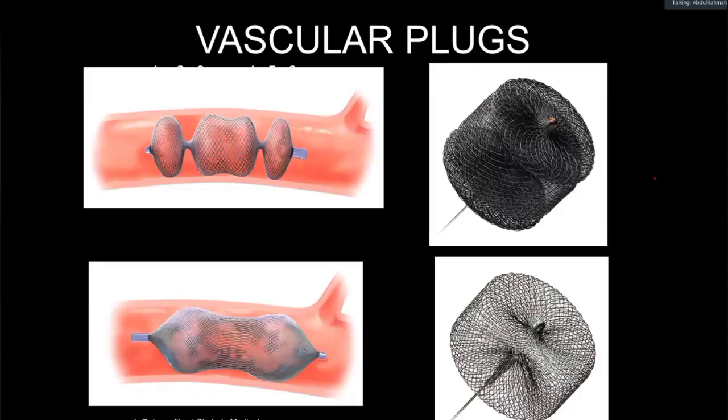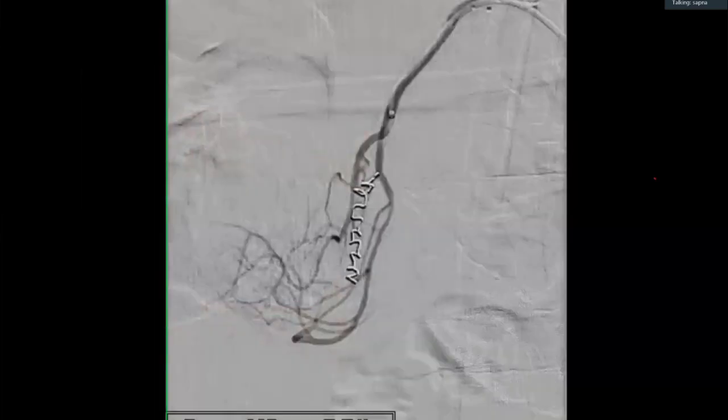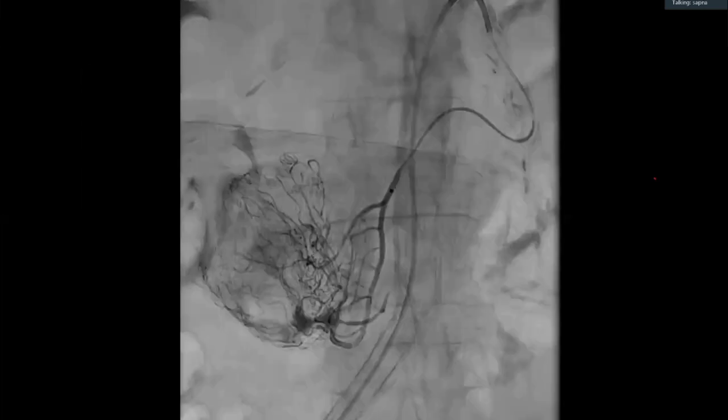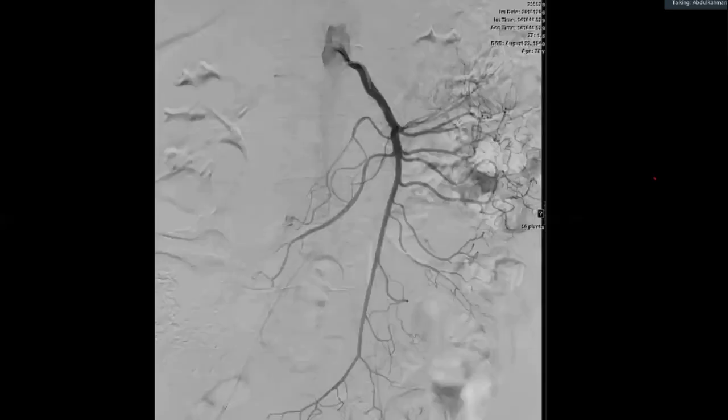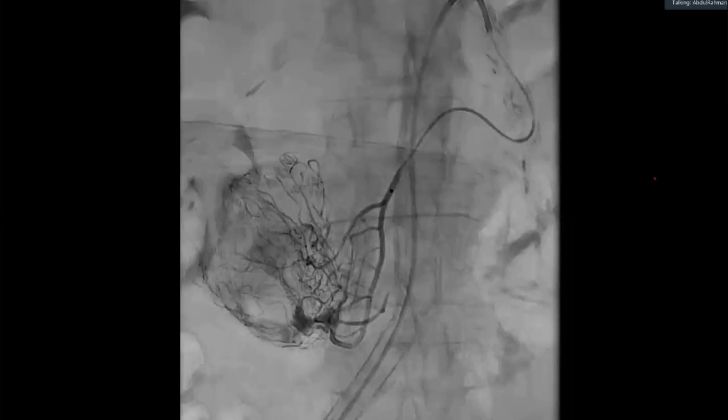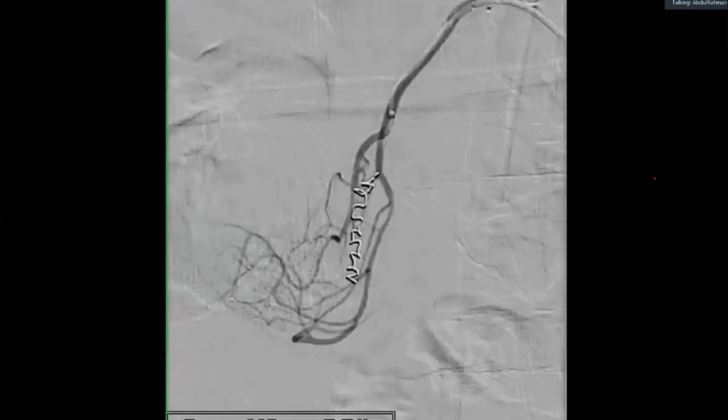Any questions, doctor, with this study? I only want to know the branch which has this blush bleed. Which vessel of the SMA is this? This is probably one of the ileocolic branches. Probably the right colic artery bleed here. Okay, thank you so much. You're welcome.